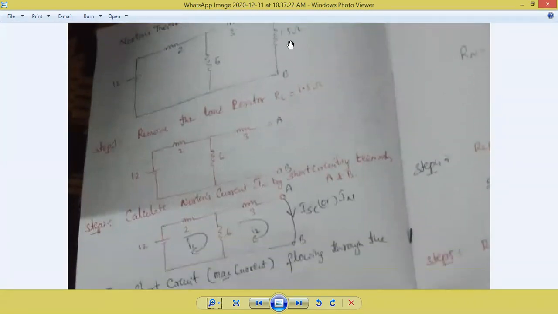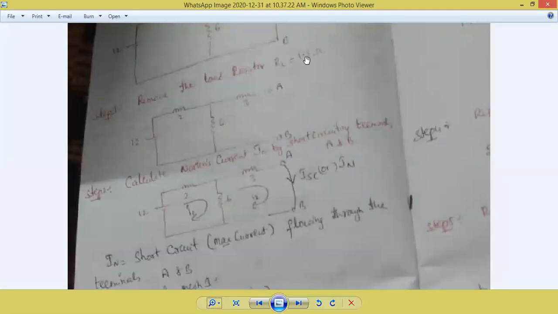Okay, now using Norton's theorem. So what is the first step? Same steps here also. Read out what is the first step. Remove the load resistance RL. Yes, similar to Thevenin's. If you know Thevenin's theorem, Norton's theorem is also similar. Last step is different, right?